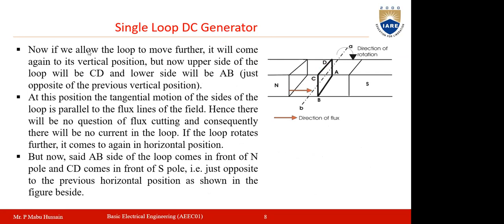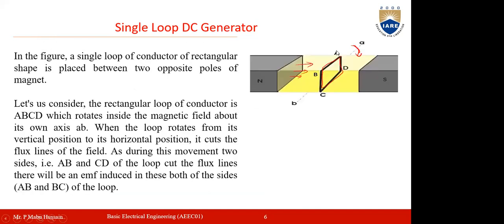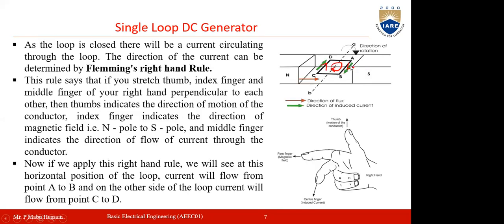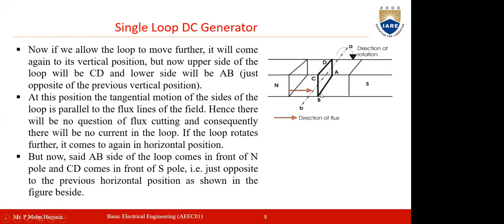Now if you still rotate the conductor, after some period of time, that means after 90 degrees, AB will be downward and CD will be upward. From the initial position with AB on top and CD at the bottom in vertical position, after 90 degrees you get like this, and after another 90 degrees you get this. If you allow the loop to move further, it will come again to its vertical position, but now the upper side of the loop will be CD and the lower side will be AB, just opposite to the previous vertical position.